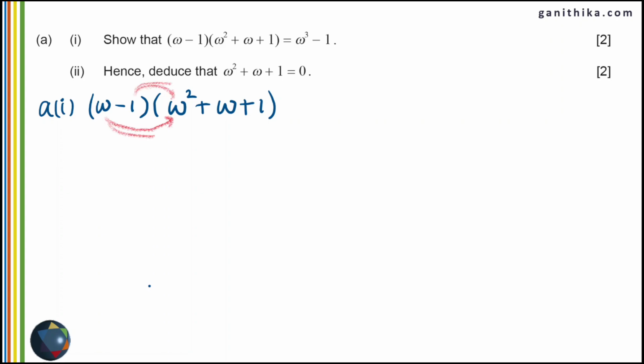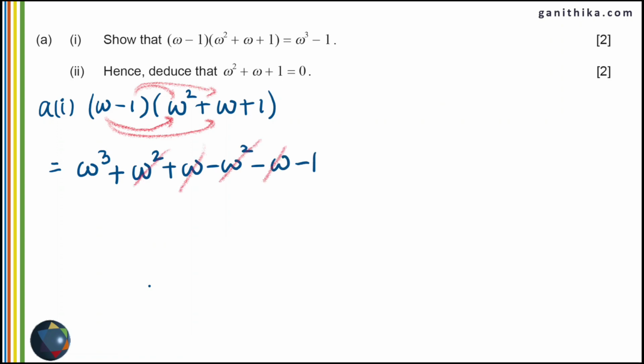So let's continue. Multiply term by term, simplify, cancelling out the equal terms, and you get omega cube minus 1. In just a few seconds you can complete this question. So you're saving a lot of time in this question. The next question is a 'hence' question. Therefore, you are going to use the previous result.